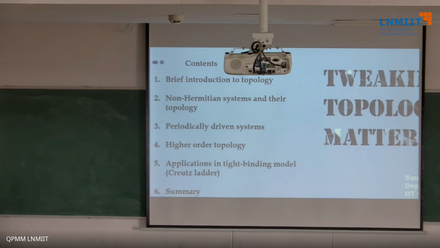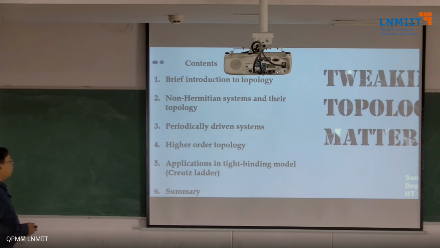So we'll talk a little bit about topology. We'll talk about non-Hermitian systems, which are becoming very important because the Hermitian systems do not take into account the connection to the environment and the dissipation that is evident in all systems. We'll talk about periodically driven systems.